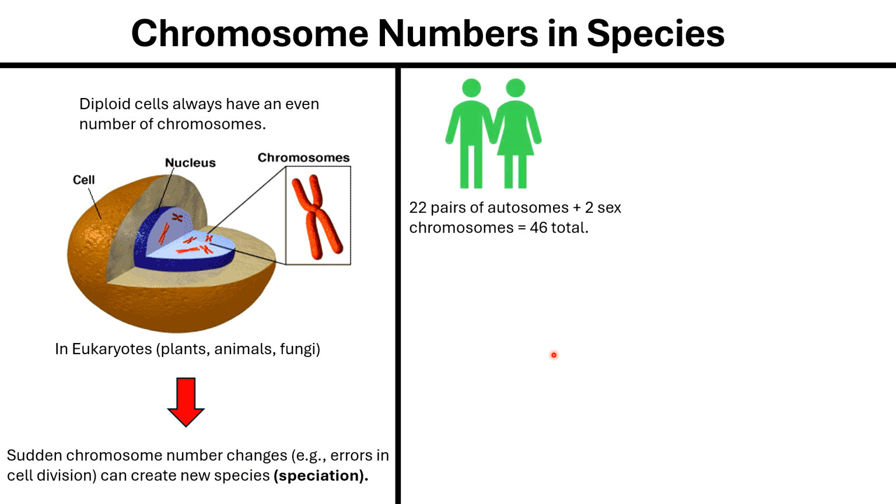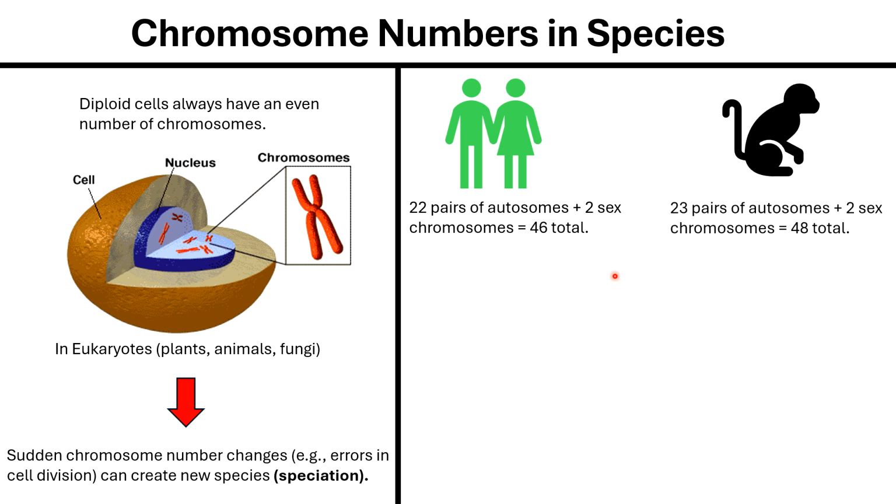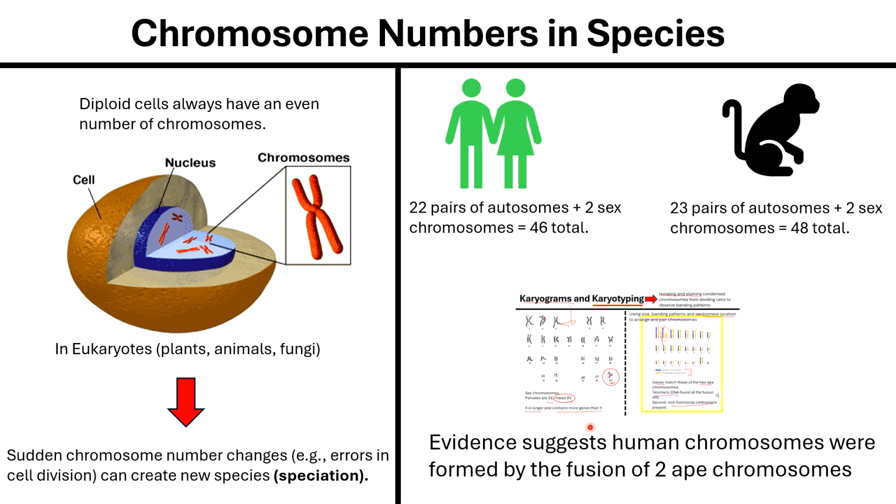Now, in humans, we'll have 22 pairs of autosomes plus 2 sex chromosomes, which gives us a total of 46. And then we have chimpanzees that have 23 pairs of autosomes and 2 sex chromosomes as well, giving a total of 48. What does this mean? This means that human chromosomes were formed by the fusion of 2 ape chromosomes. This is going to make sense now when we look at karyograms and karyotyping.